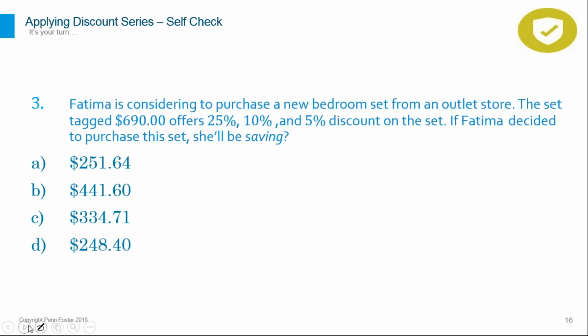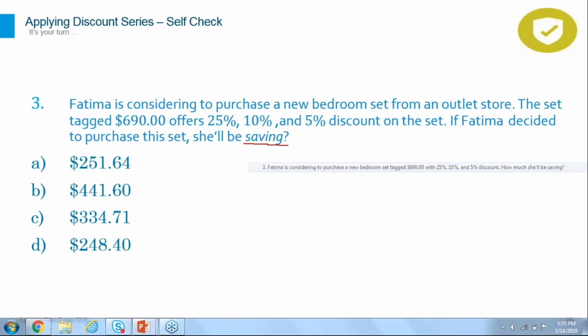Fatima is considering purchasing a new bedroom set from an outlet store. The set is tagged at $690 and offers 25%, 10%, and 5% discounts on the set. If Fatima decided to purchase this set, how much will she be saving? This question is not asking you to find the selling price, it's only asking for the savings, how many dollars she's going to save if she decides to go with that deal. So I'm going to leave you to do the question and select your answers. Here you go.